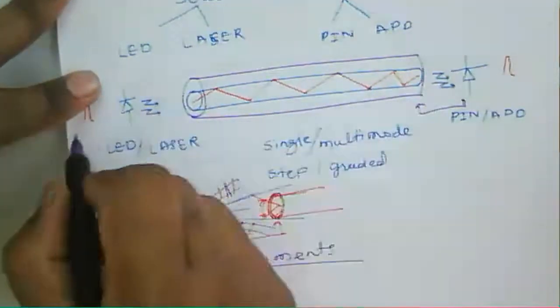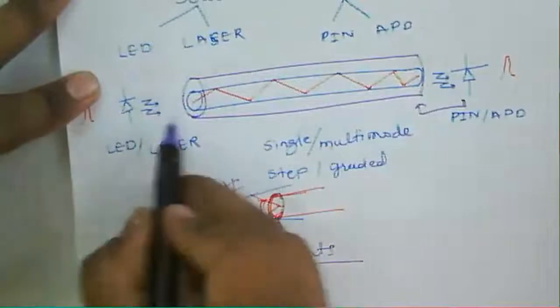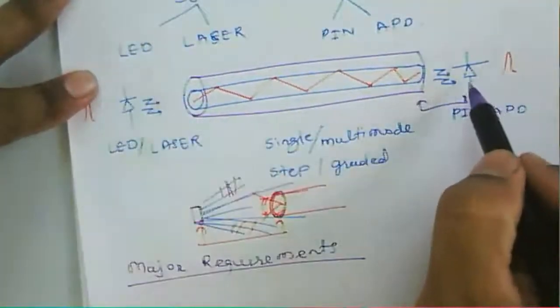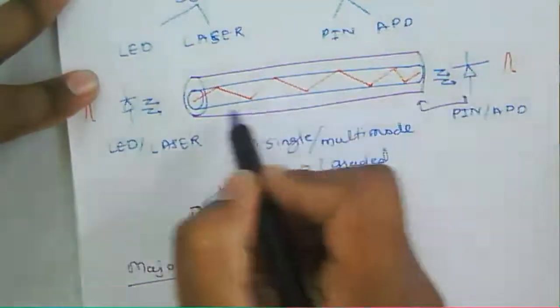So the total link, if you consider that, consists of your coupling at the source and coupling at the detector there. And then another parameter is the power launched inside the particular fiber.